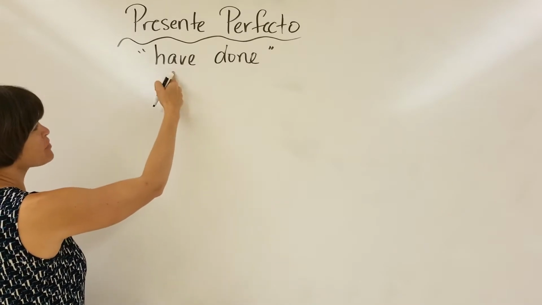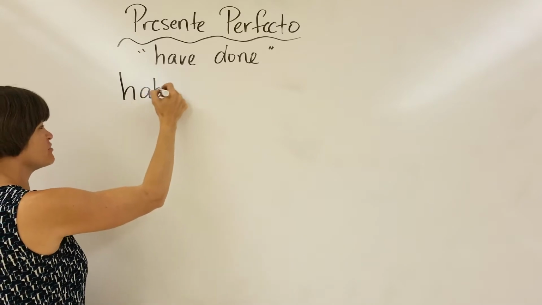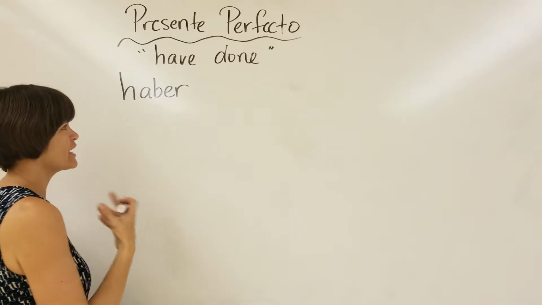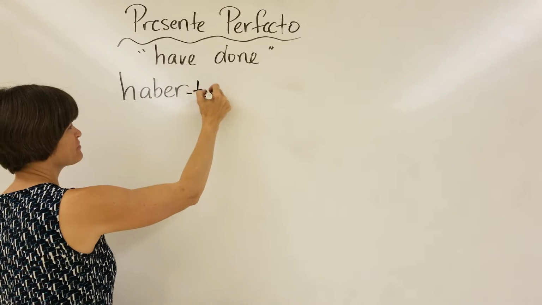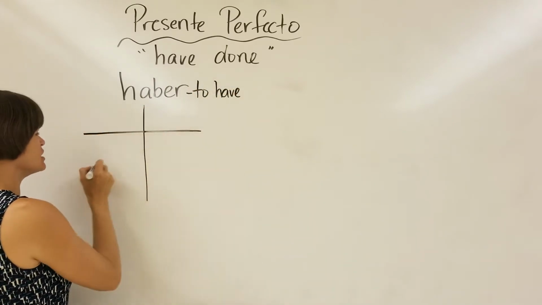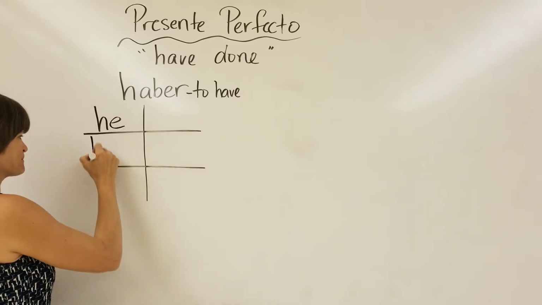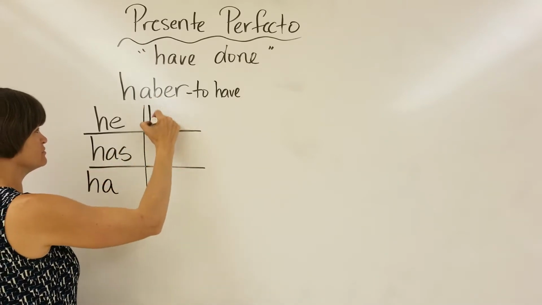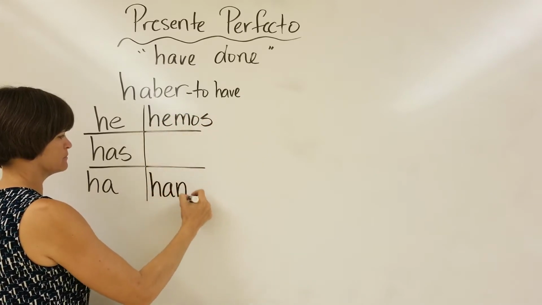So we're going to need a helper verb. It's always going to be two words. The first one is going to be the have portion of it, and that's the verb haber, which we've used before for like hay and había. In this case, it means to have seen or have done something, and it's got some unique conjugation here. The yo form is going to be he, has, hemos, and han.